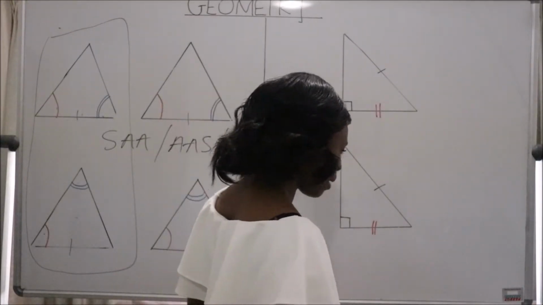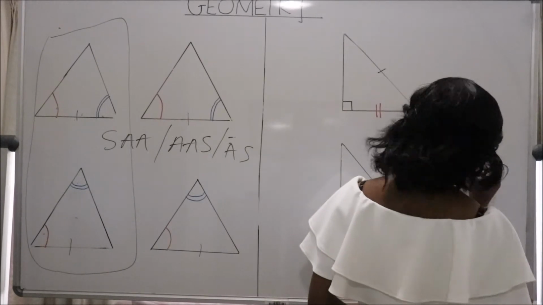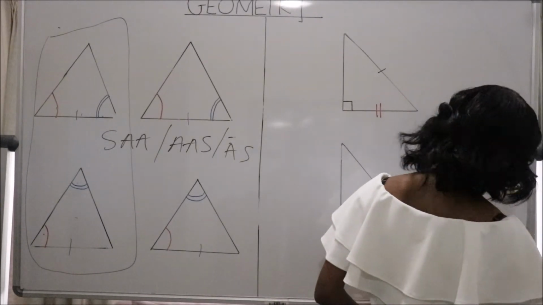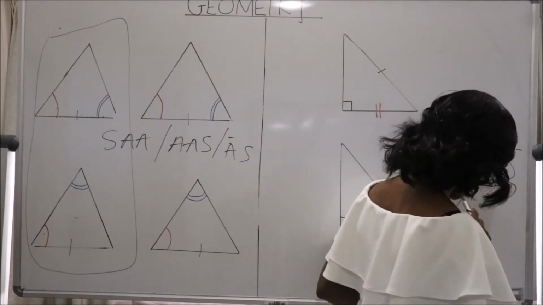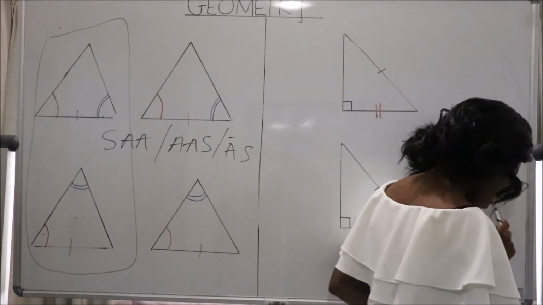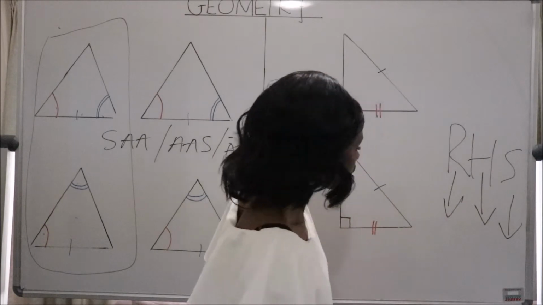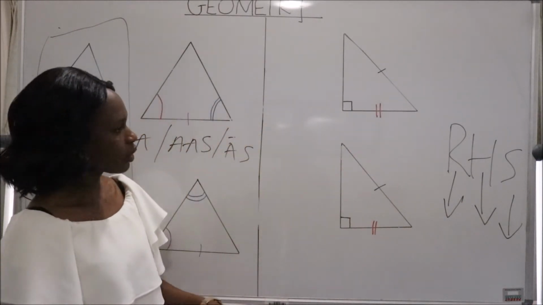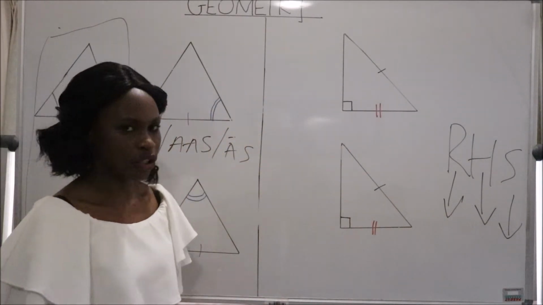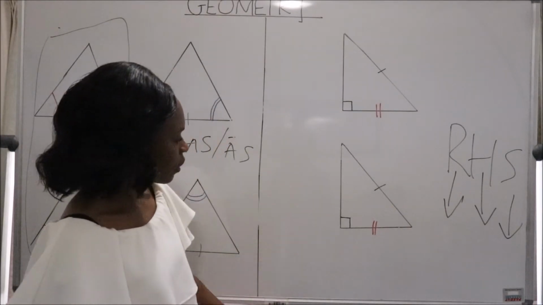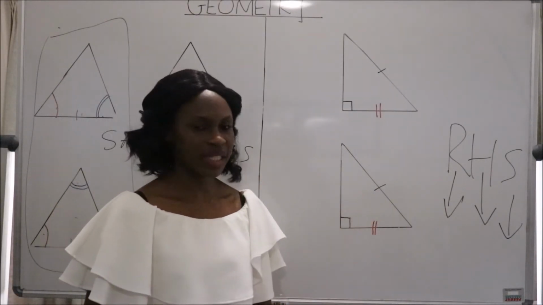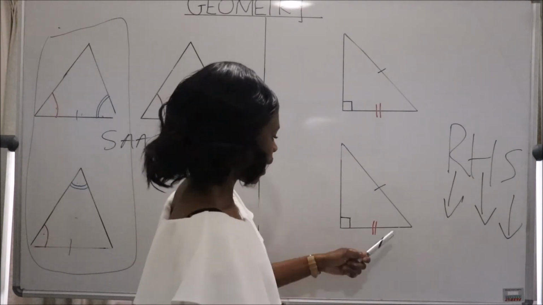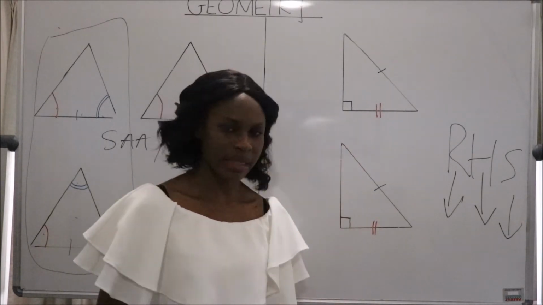And the reason is RHS, which is right angle hypotenuse side, where R is for right angle, H is for hypotenuse, and S is for side. So the reason for this is right angle hypotenuse side. Only if it's a right angle triangle and the hypotenuse is the same on both triangles, and another side on the triangle is the same.